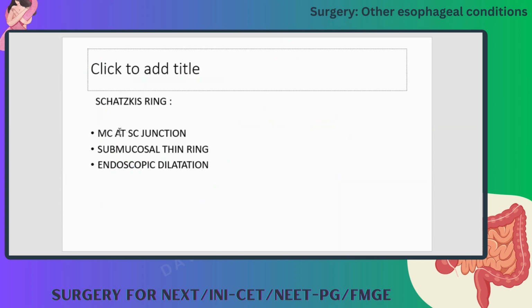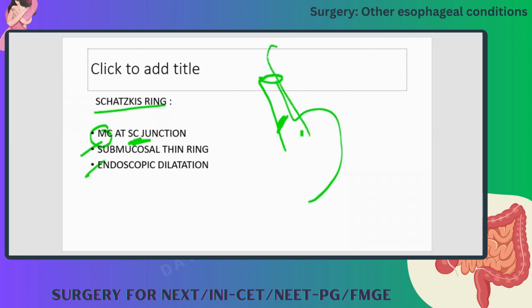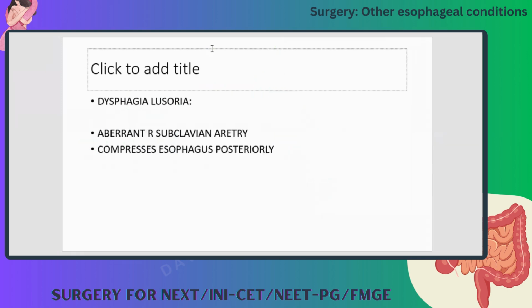And the other thing is Zenker's ring. It is most commonly located at the squamo-columnar junction, the esophago-columnar junction. It is a submucosal thin ring, and treatment is to put in an endoscope and dilate it. Endoscopic dilatation.